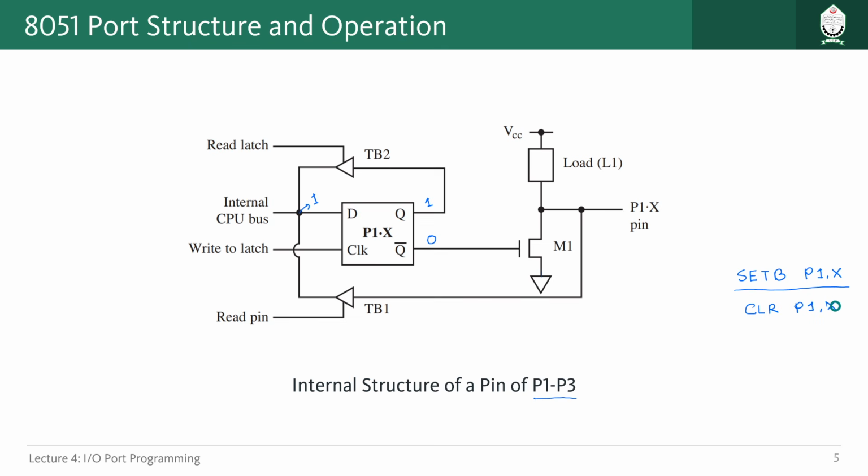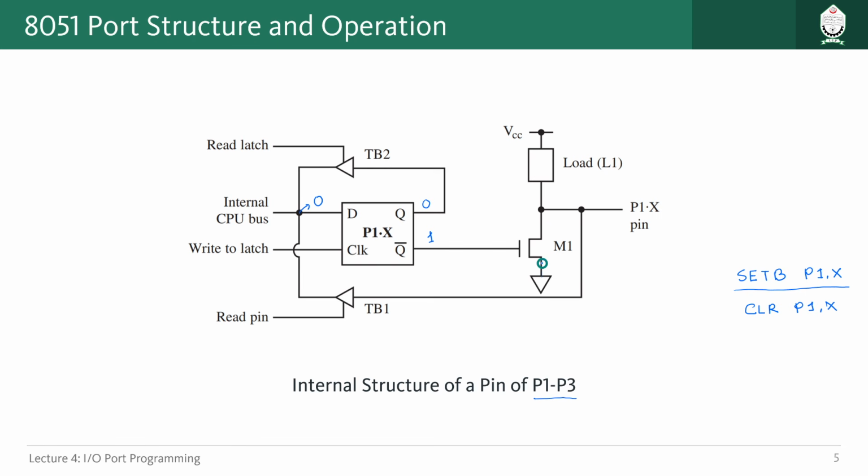P1.x, if I do that, then obviously this value will be 0. Because of that, this value will be 0 and Q bar will be what? 1, right? If this is 1, we have a good enough signal to turn this path on for this MOSFET.